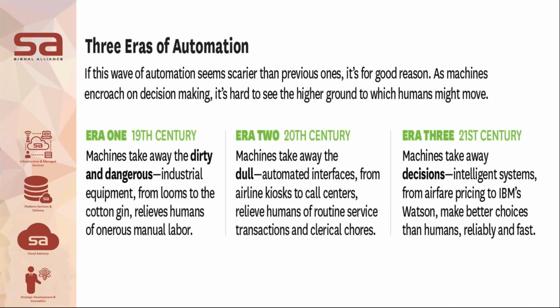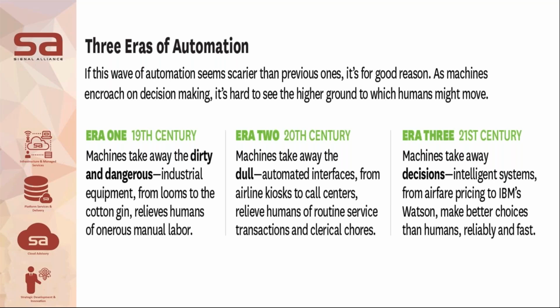But now, when we talk about automation, automation has been around since the 19th century, and we have different eras of automation. We have the moments in the 19th century, era one, where machines take away dirty and dangerous industrial equipment, from looms to cutting gin and all that. So we see organizations in the manufacturing industry bringing in machines to take away those dirty and dangerous tasks for humans. And then in the 20th century, machines take away the dull tasks, automated interfaces from airline kiosks. So instead of people having to attend to you each time, we had machines do all the donkey work. So you log in, you make your ticket reservations, you do all those kinds of things that ordinarily a human being would have helped you do.